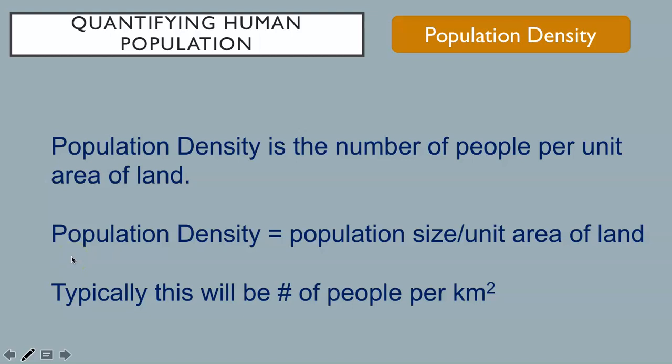Another calculation used in quantifying human population is population density. How closely packed are people living in one specific area? Population density is the number of people per unit area of land. So you take the population size and you divide it by the area of land. This typically will be number of people per square kilometer.